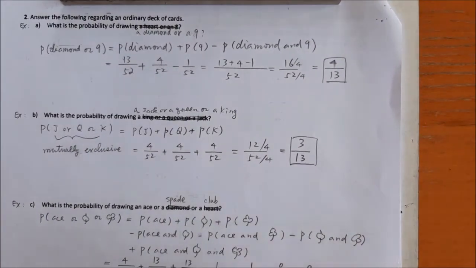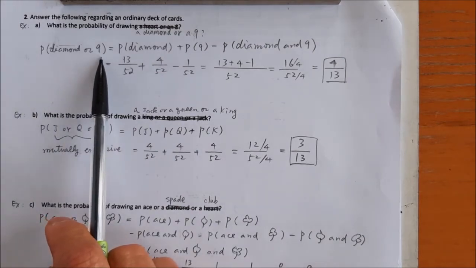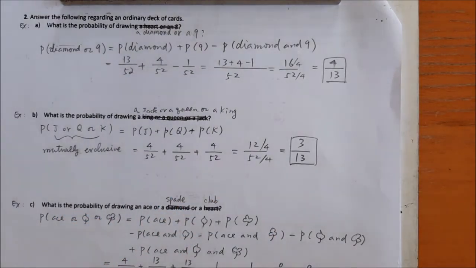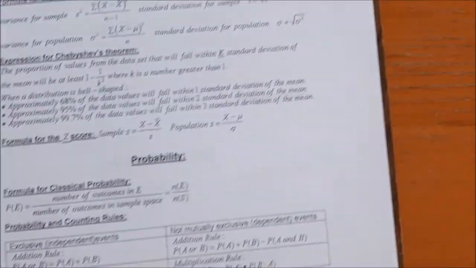The first question, find the probability of either diamond or number 9. We are going to use a formula. You can look at your formula.